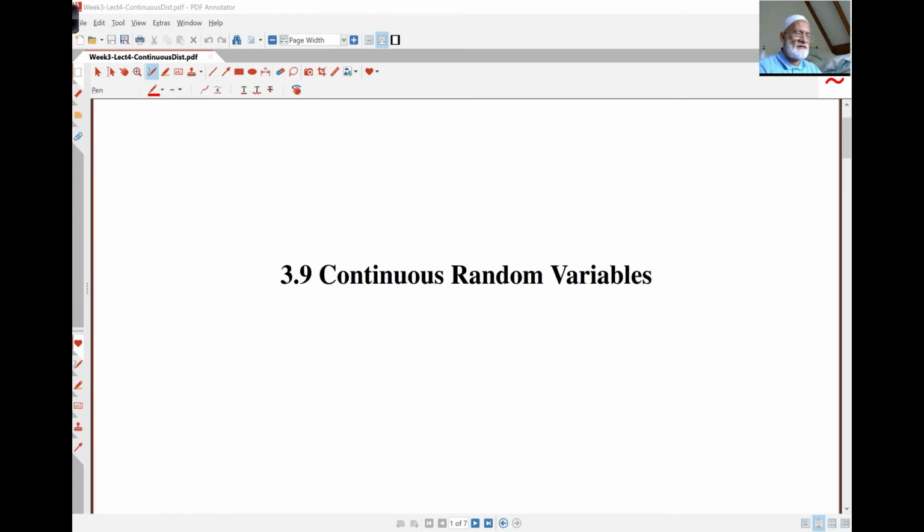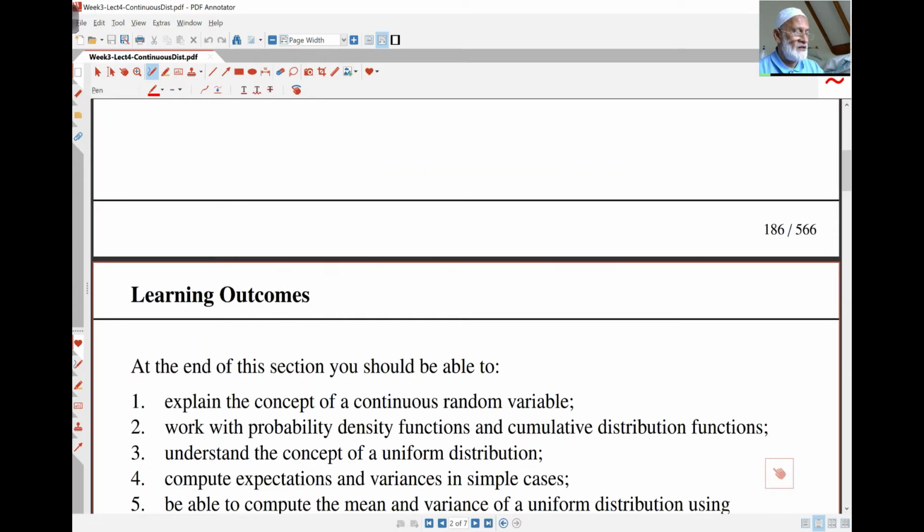Hello again. In this lecture, we look at continuous random variables. So far, we've seen discrete. We looked at binomial and Bernoulli in particular. Now we look at continuous random variables. The ideas here are a little bit different.